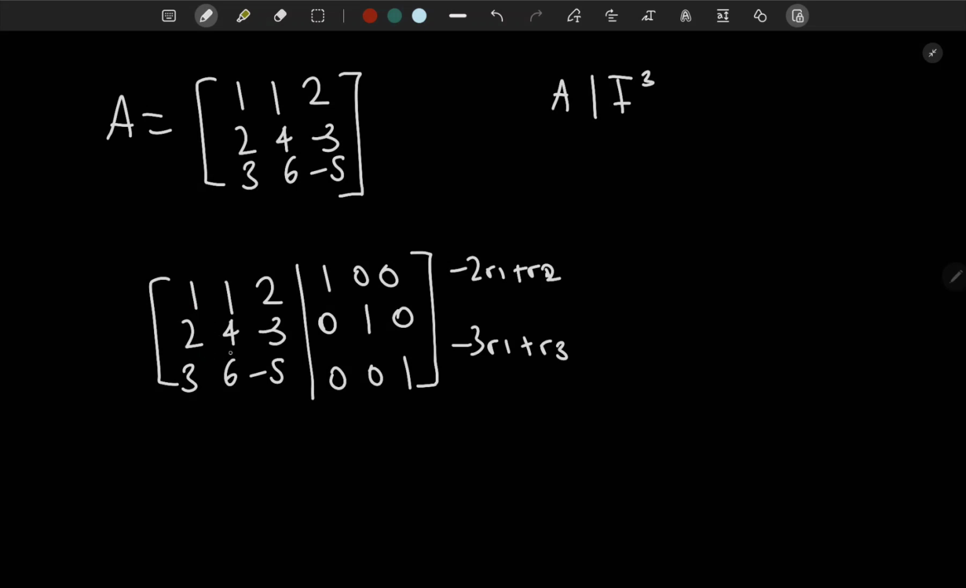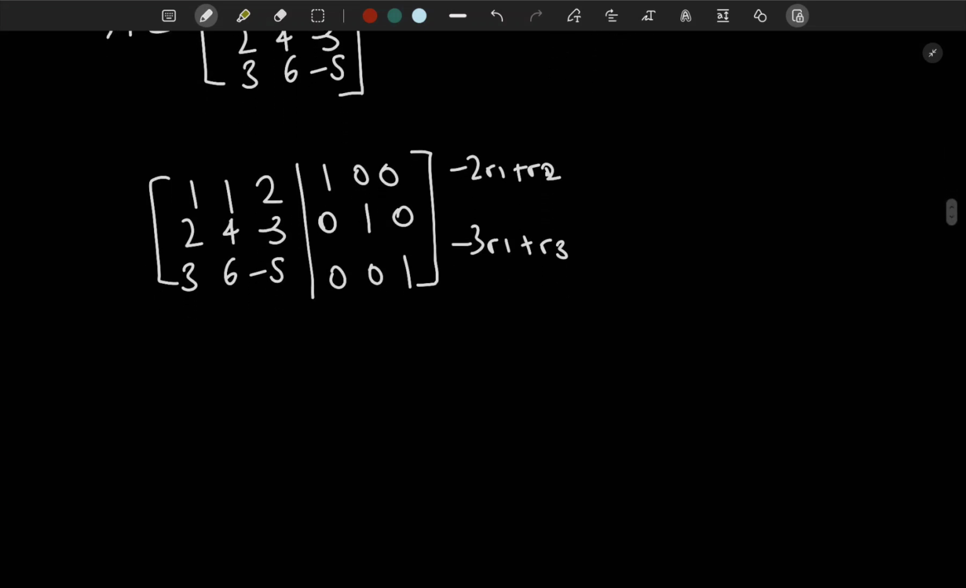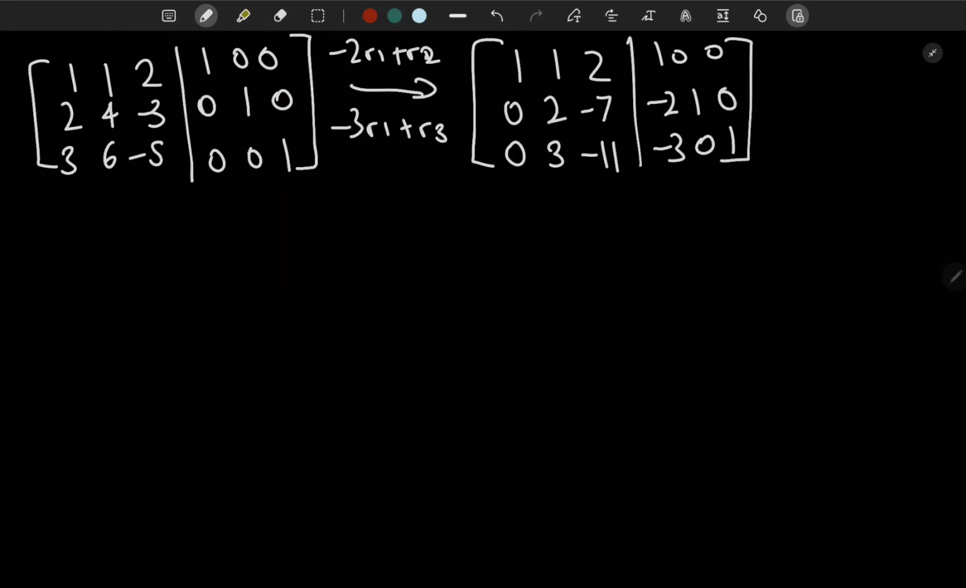So if you haven't watched my RREF video, please check that out, as I have explained how this works. So I'll just write the operations for now. So then we get the following matrix after the operations as this. So basically what we do is minus 2R1 plus R2. So we add negative 2 times R1 to R2, and then this is the outcome.